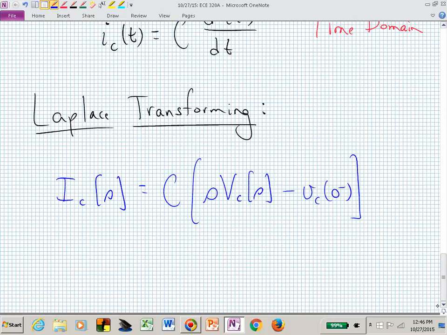But we can break that down into two pieces, and I hope you now start to see that the current of that capacitor in the S domain is made up of two pieces. One piece is due to the voltage, and one is due to an initial condition. So that we now have SC times V sub C of S minus C V sub C of 0 minus.